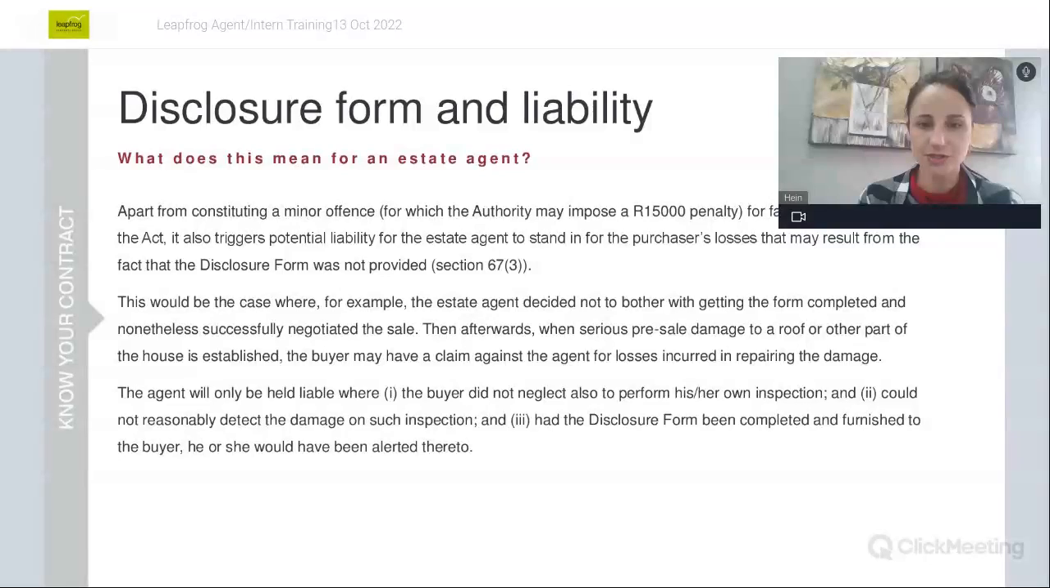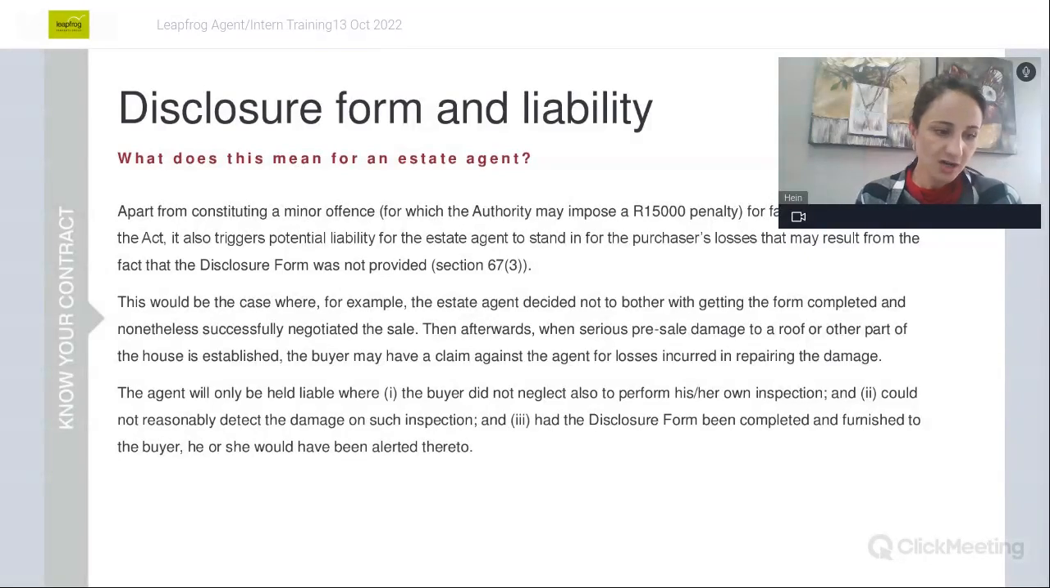So guys, that is a huge fine. Please, it's really worth it to try and get your sellers to complete and sign the form. But over and above this fine, you could be held liable if a party suffers damages because you did not inform them that this form was necessary, or because you did not urge them to complete it. It has a huge impact on the transaction, and it is huge exposure on your side.